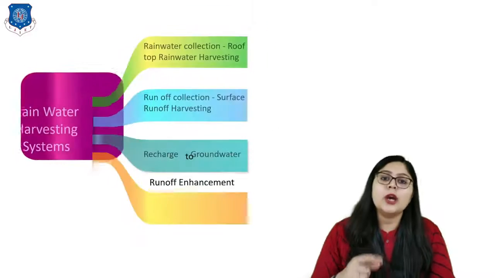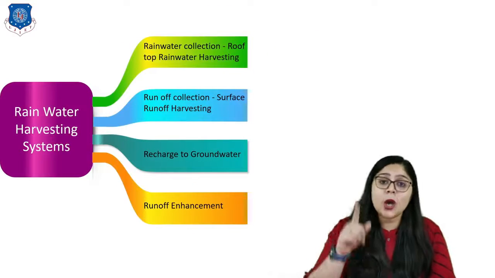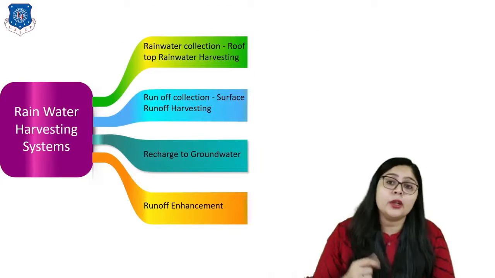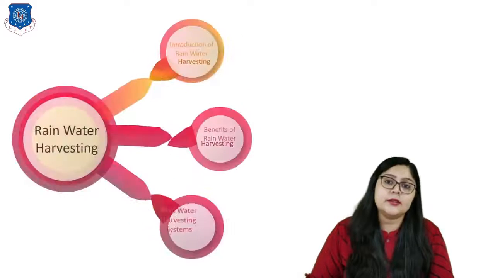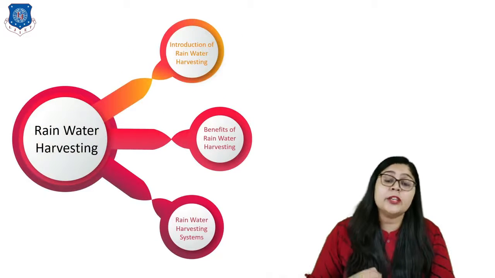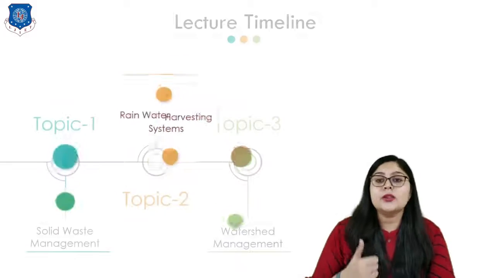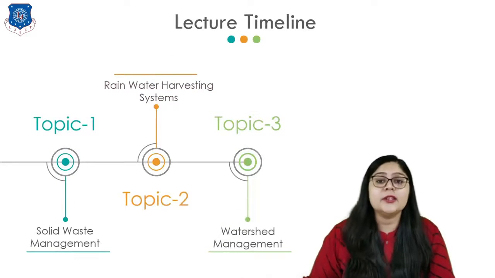So this is all about runoff enhancement, and these are all techniques which are very important for a rainwater harvesting system. In rainwater harvesting, we have seen the introduction, benefits and its systems. So this is all for the rainwater harvesting system.